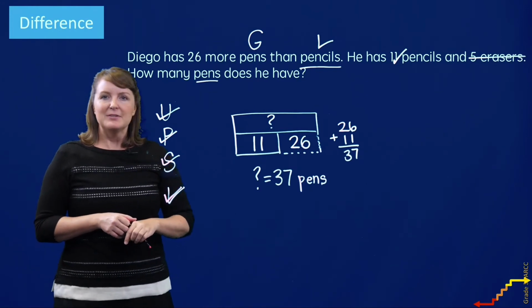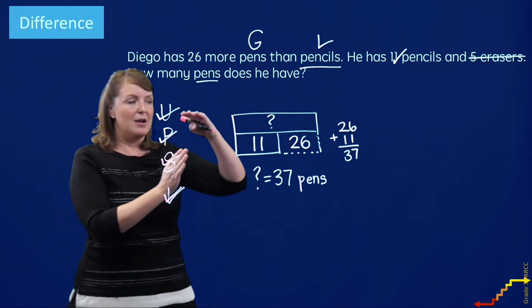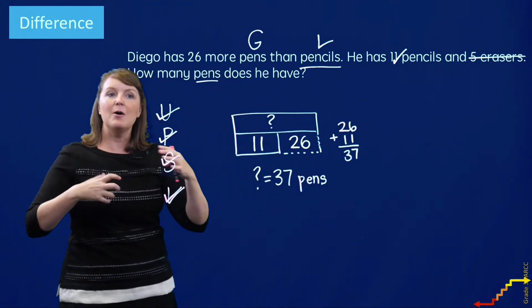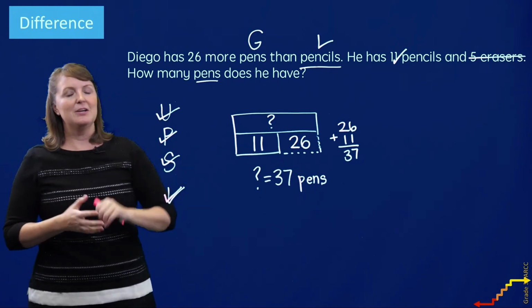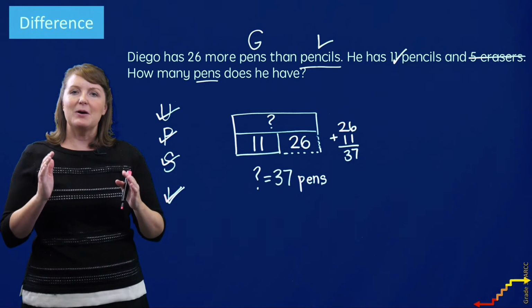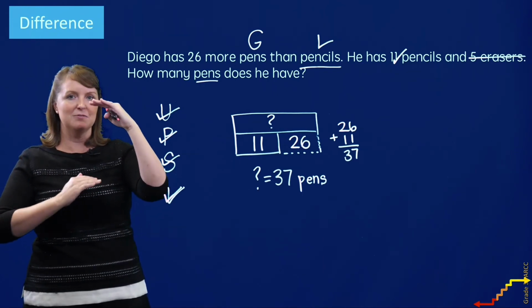So with this difference problem, we used our attack strategy and we used our difference schema via the graphic organizer to help us solve this problem to figure out that Diego has 37 pens. So in difference problems, we have a greater amount and a lesser amount, and we're comparing those for a difference.